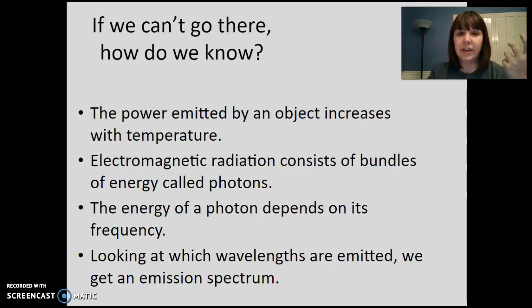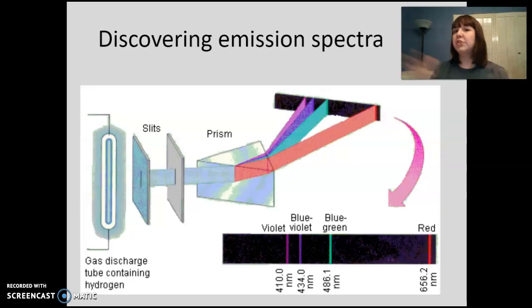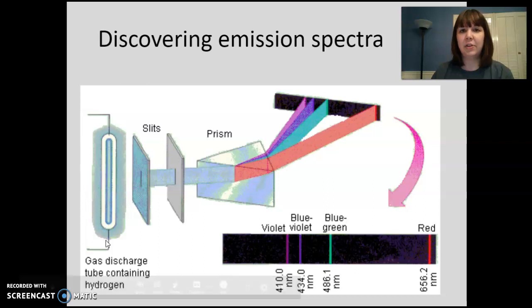Now, the sun should be sending us pretty much everything, but we noticed a little bit of a problem. Each atom, each type of material has its own signature, its own spectra, so to speak. You may have done this in chemistry. In chemistry, you may have talked about emission spectra. This is a tube containing hydrogen.